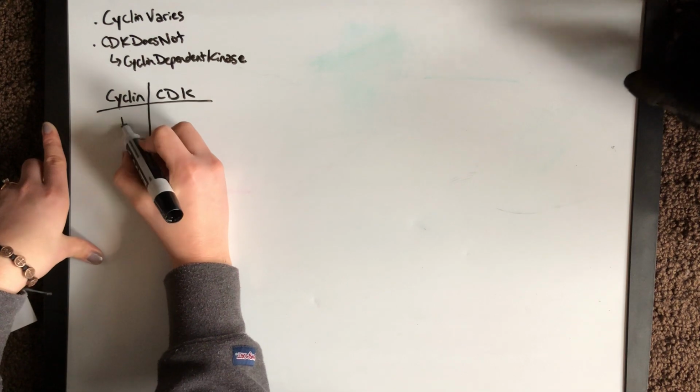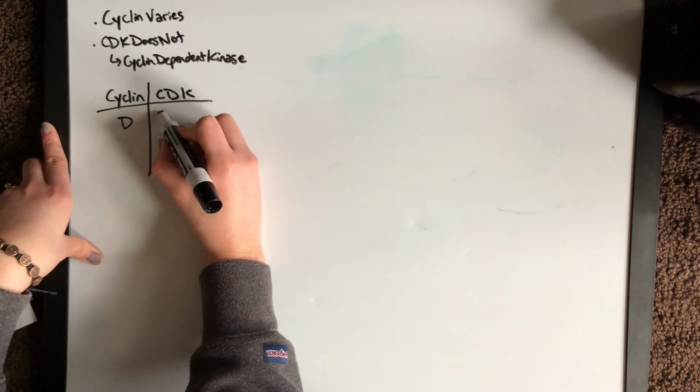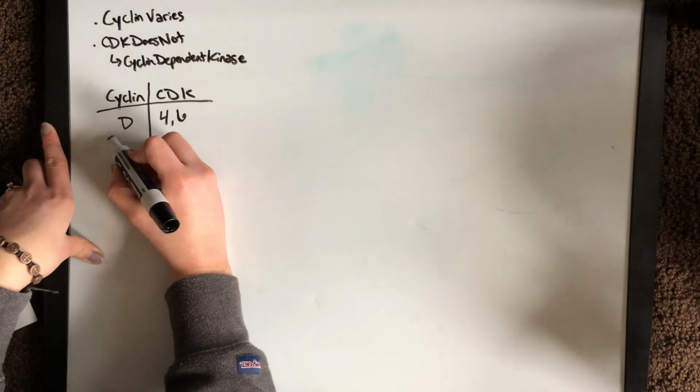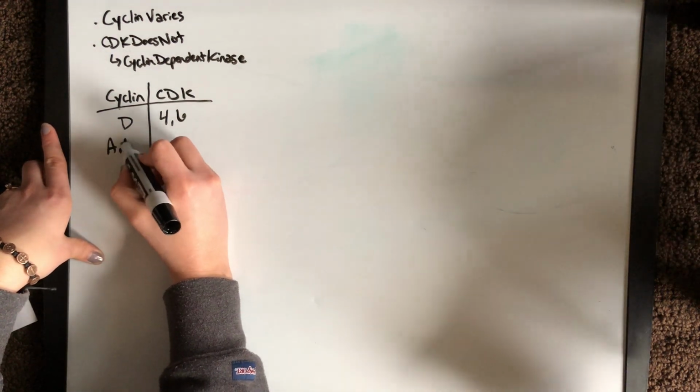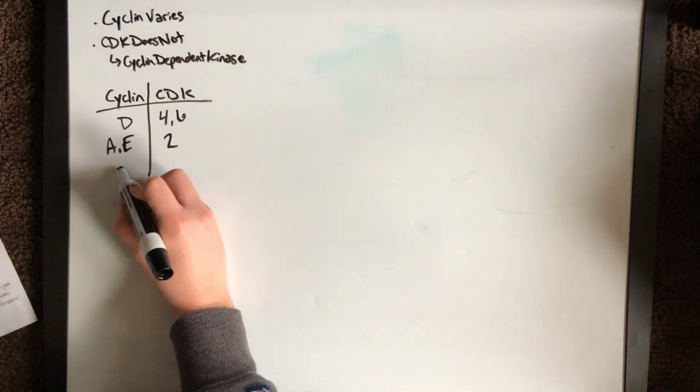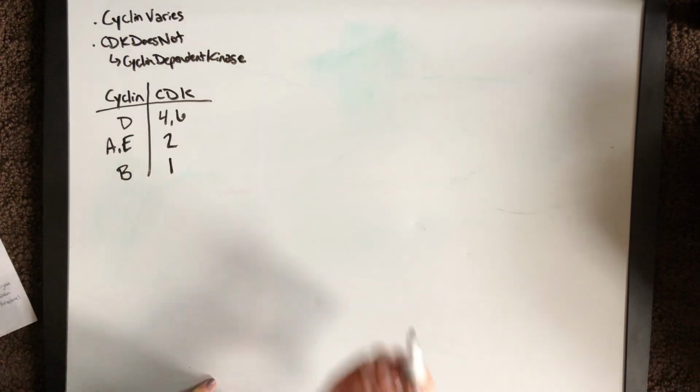So our cyclin D goes with CDK 4 and 6. Cyclin A and E goes with CDK 2. And then cyclin B goes with CDK 1.